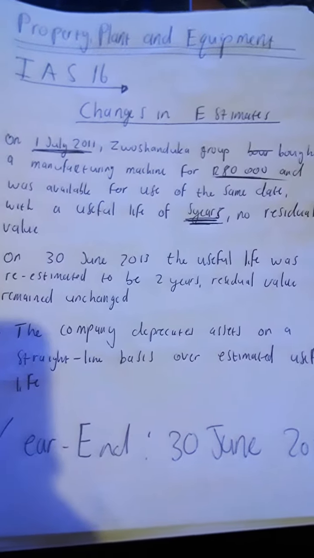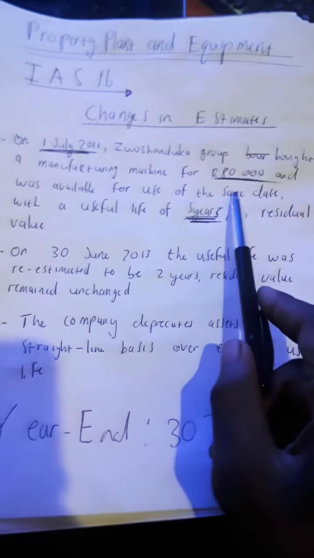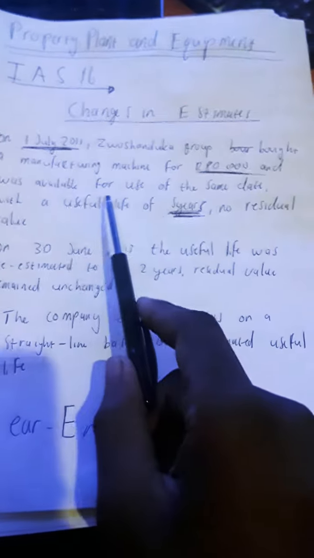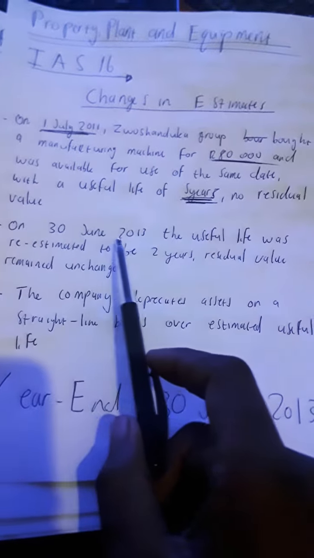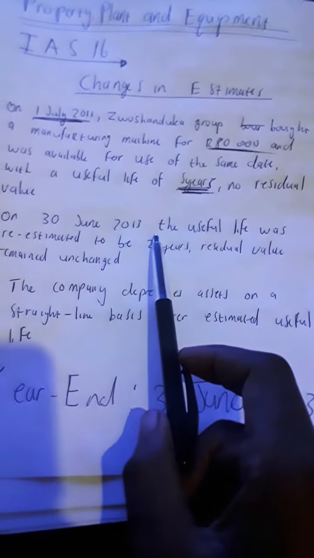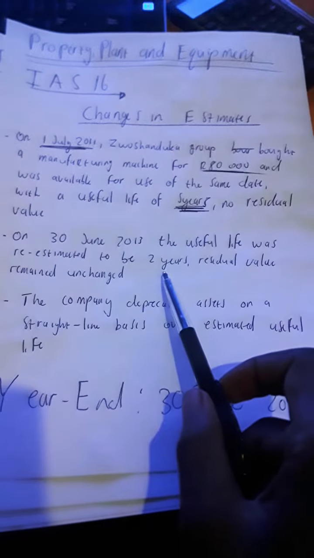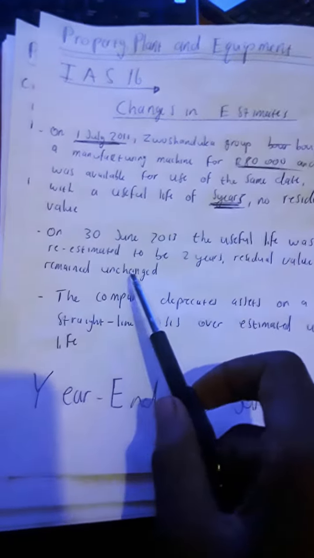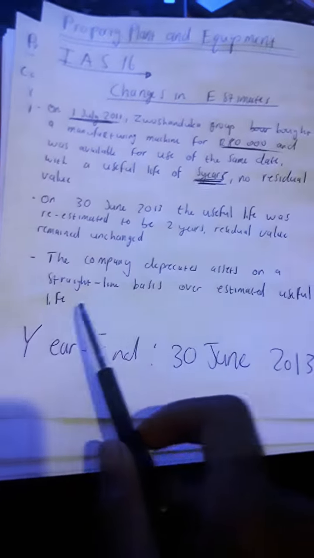On the 1st of July 2011, Soshanduka Group bought a manufacturing machine for 80,000. Note that it was available for use on the same date, with a useful life of 5 years. No residual value, which means our residual value was nil. On 30 June 2013, the useful life was re-estimated to be 2 years. The residual value remained unchanged. The company depreciates assets on a straight line basis over the estimated useful life. Our year end is 30 June.